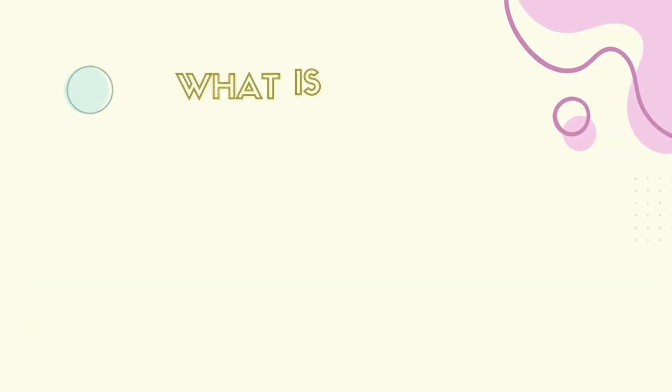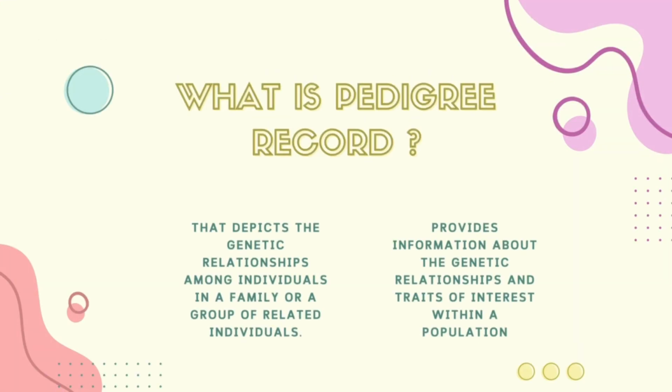Pedigree record refers to comprehensive documentation of an individual's ancestry, capturing information about their parents, grandparents, and so on. Pedigree records are used in various fields including genealogy, biology, and animal breeding. In the context of a breeding program, a pedigree record is a crucial tool for selecting individuals to breed from. It provides information about the genetic relationships and traits of interest within a population, allowing breeders to make informed decisions in order to maximize genetic gain and avoid breeding depression.